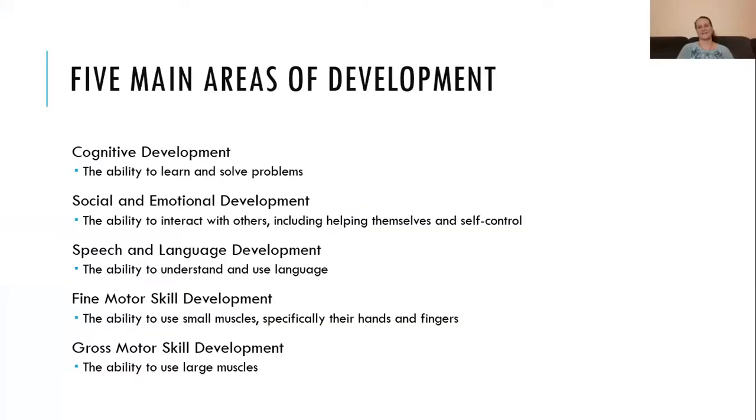So there are 5 main areas of development: cognitive, which is our ability to learn and solve problems; social and emotional development, which is our ability to interact with others, including self-control in terms of our emotions; speech and language development, which is our ability to understand and use language; fine motor skills, so using our hands and fingers to pick things up; and then gross motor skills development, so our ability to use our large muscles, so running, jumping, things like that.